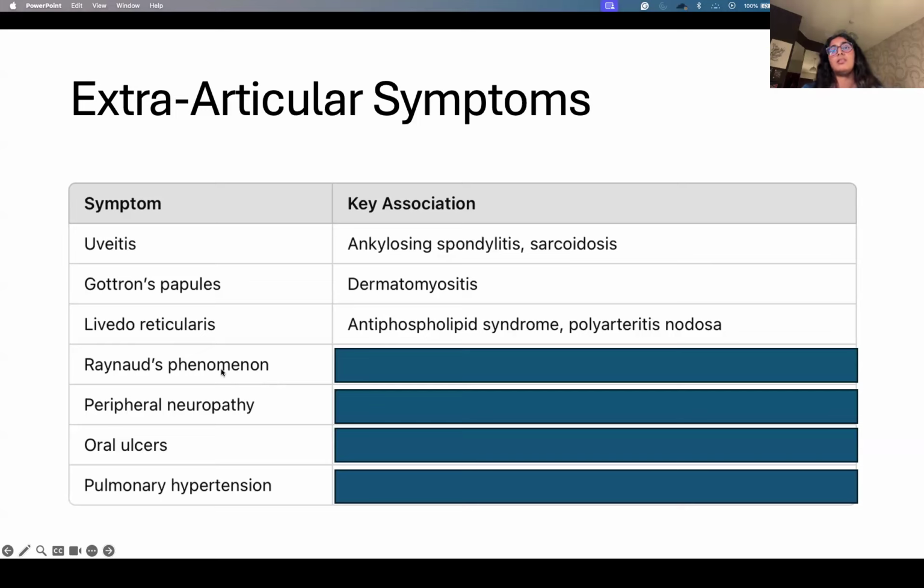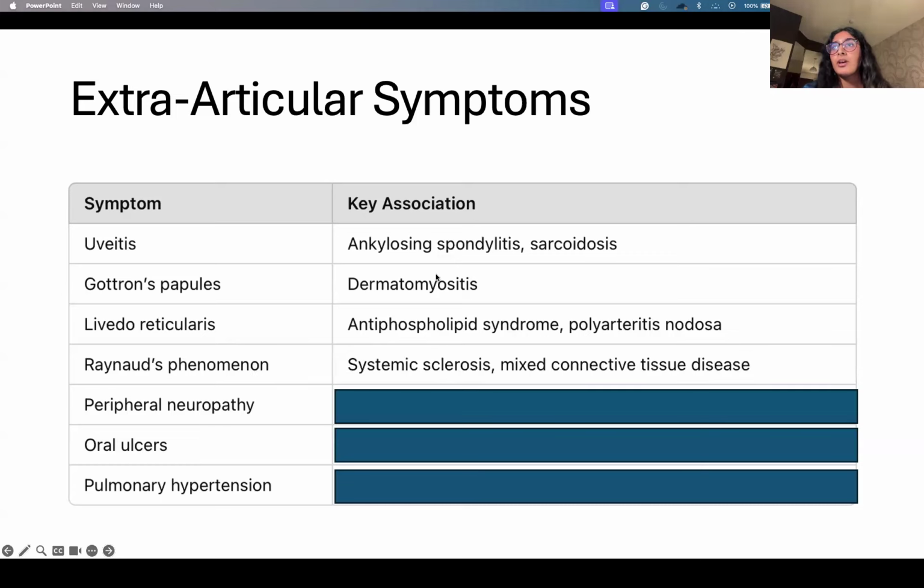Raynaud's, that's quite a good one to know for SBAs. Yeah, that's good. So scleroderma. And I might not have written it on here, but SLE as well. Sometimes you get Raynaud's. But that's good. Scleroderma. So CREST syndrome or systemic sclerosis, you get Raynaud's.